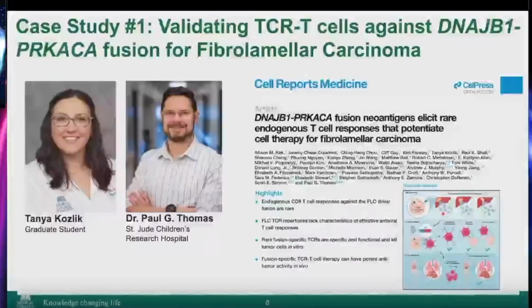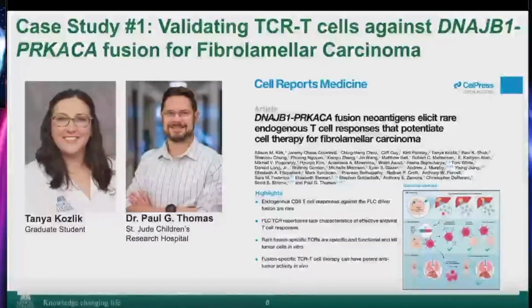And so the first case study that I'm going to be describing today is actually a collaboration that we worked on with Dr. Paul Thomas at St. Jude Children's Research Hospital, where we're looking to validate an engineered T cell that expresses a T cell receptor that's specific for a fusion gene that's found in patients with fibrolamellar carcinoma.